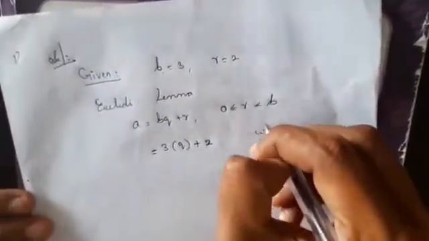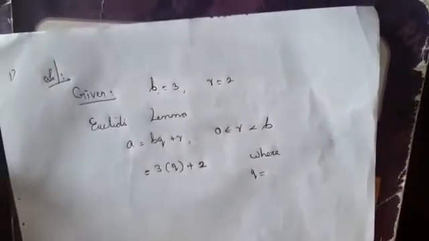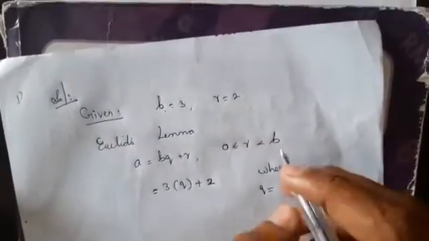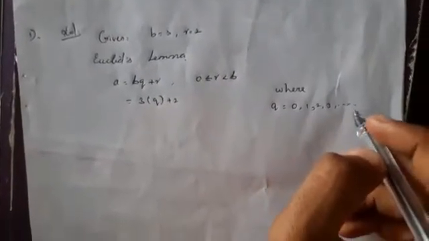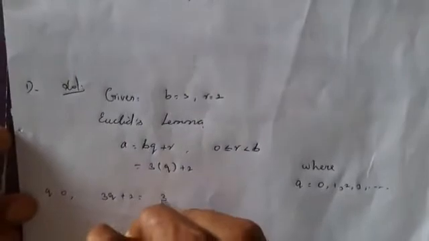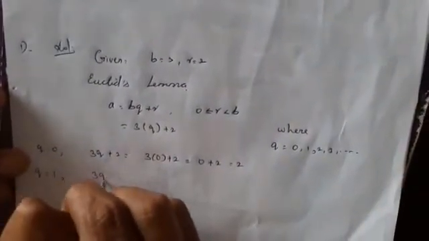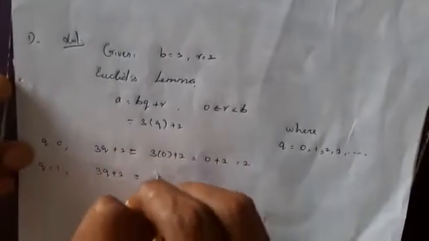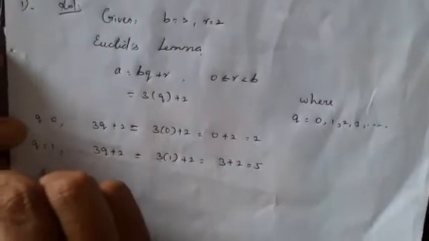Here q is unknown. Q takes positive values 0, 1, 2, 3, etc. Apply the values. First q is equal to 0: 3q plus 2 is equal to 3 into 0 plus 2, which is 2. Q is equal to 1: 3 into 1 plus 2 is equal to 3 plus 2, which is 5.